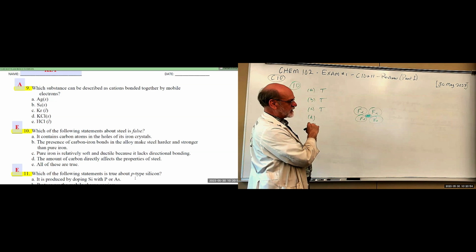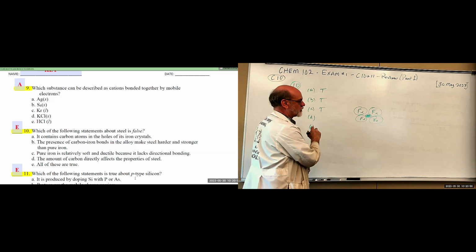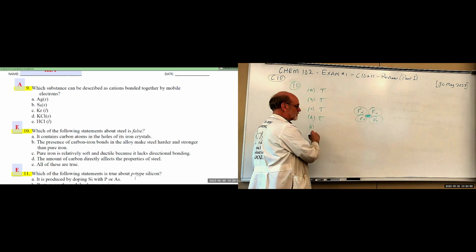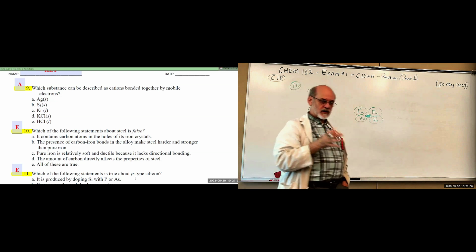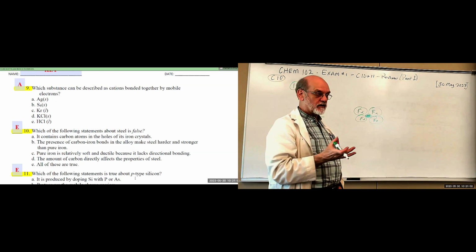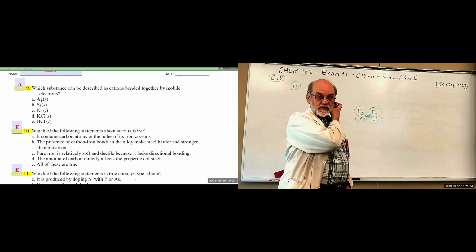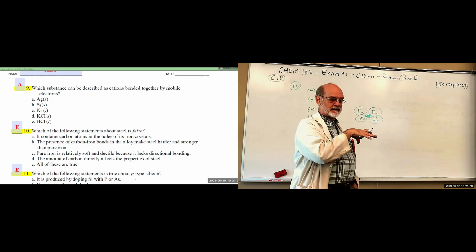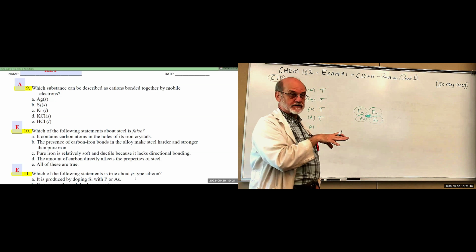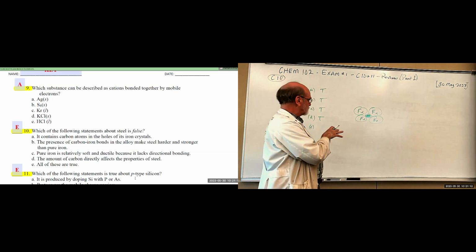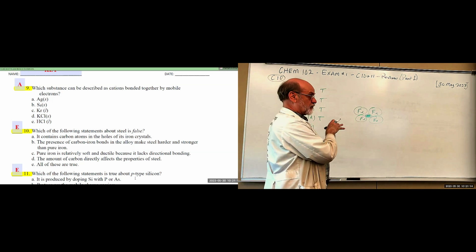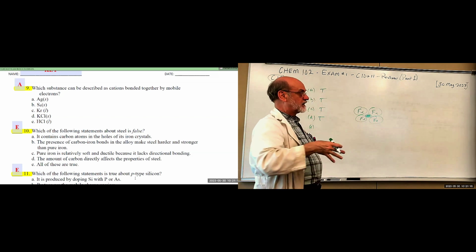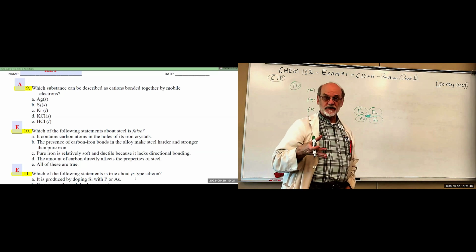How about D? The amount of carbon directly affects the properties of steel. That's true. The more carbon you have in there, the harder the steel. Now, there are other desirable properties that suffer because of that. It becomes more brittle, for instance. But yeah, the amount of carbon directly affects the properties of steel.